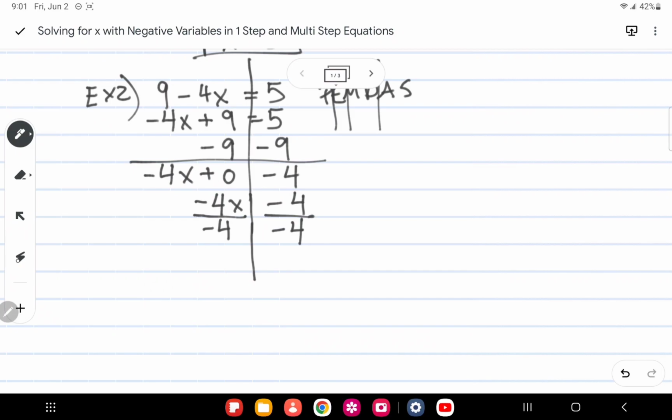Now -4 divided by -4, you should just get 1x. And -4 divided by -4 is just 1. Now you can keep this 1x or get rid of it, whatever it may be. And we have x equals whatever the value is on the other side.